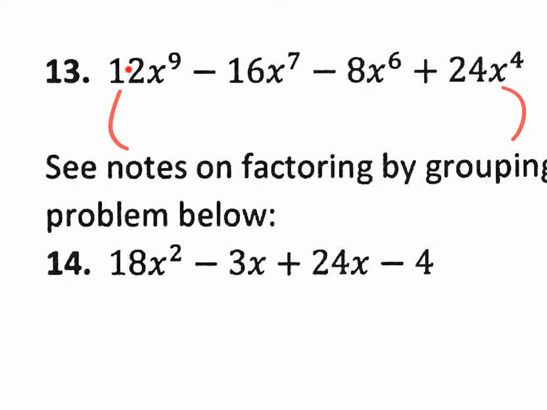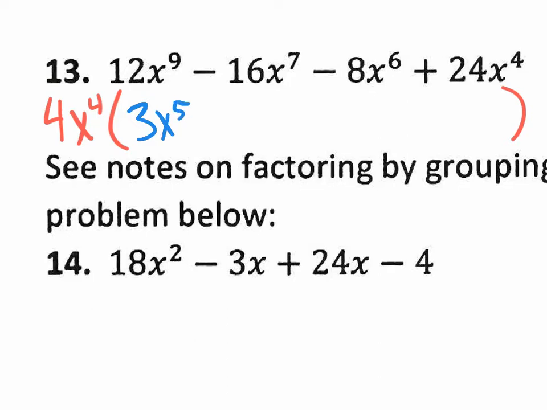4 works: 12 divided by 4, 16 divided by 4, 8 divided by 4, 24 divided by 4, all of them work with 4, so definitely 4 is the coefficient of our GCF. How about x's? X to the 4th. Yeah, we could pull out a maximum of 4 x's out of every term at the same time. So let's do reverse distributive property here. 4x to the 4th times what would get us the 12x to the 9th? 3x to the 5th. That's right.